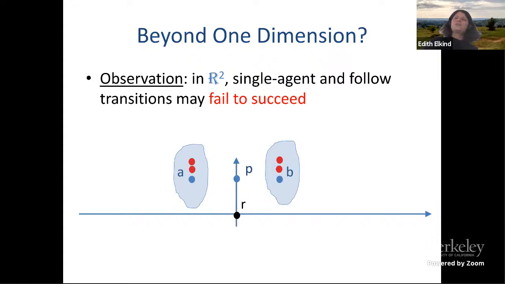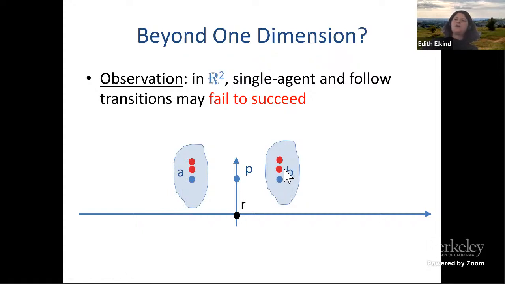But now if we try to move beyond one dimension, so if we're in two dimensions, then single agent transitions and also follow transitions may fail to succeed. So this is a very simple example. Here we have two collisions. One is a collision around A, another one is a collision around B, and all these agents would be very happy to sit at P. So all my red dots prefer P to R. But it's not the case that agents on the left approve B. It's not the case that agents on the right approve A.